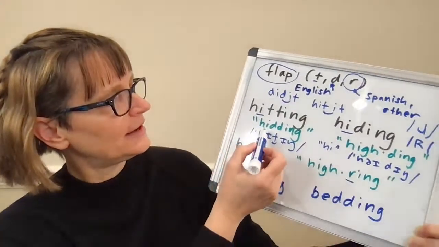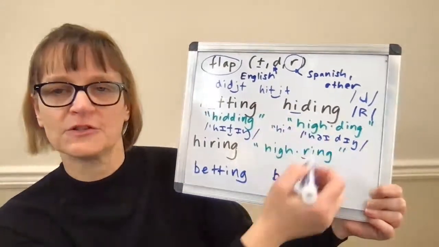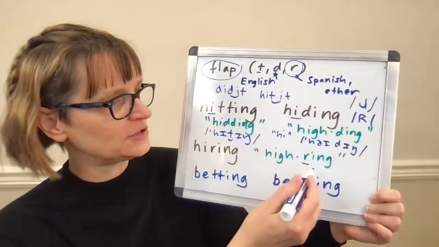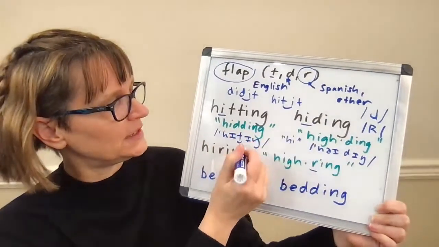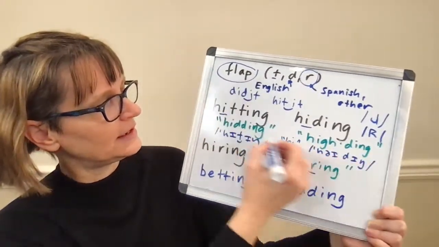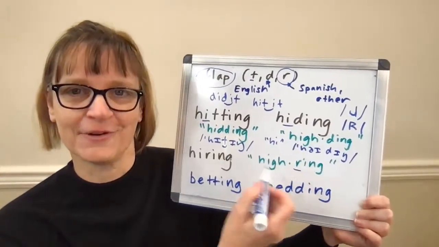So looking at hitting, hiding, and hiring, that's one way to rewrite that to really make a difference in your brain. No difference between hitting and hiding for that T and D, but a big difference for hiring, for that R.